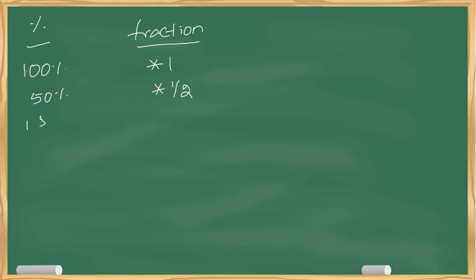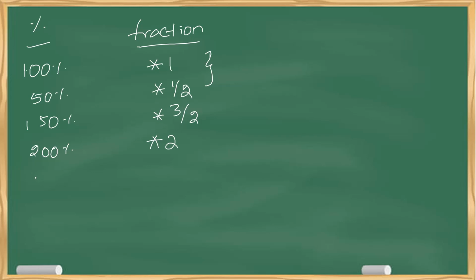Next, 150%. How to do it? Into the summation of these two, right? So 1 plus 1 by 2 is how much? 3 by 2. Clear? Now 200%, how to find it? Into 2, that's all. Clear?